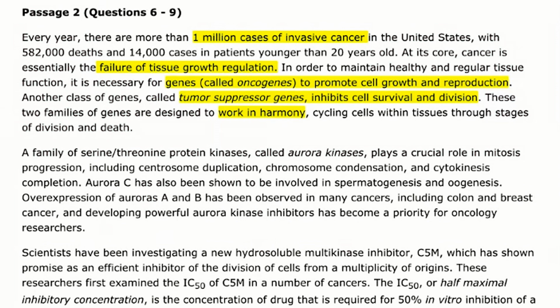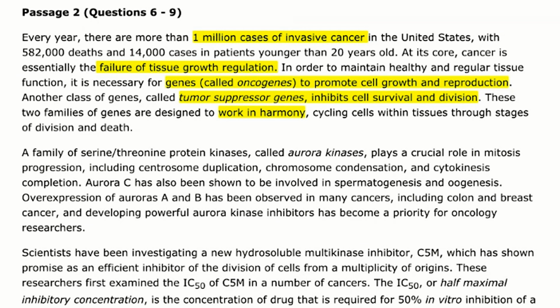So invasive cancer, failure of tissue growth regulation, necessary for genes called oncogenes to promote cell growth and reproduction. Tumor suppressor genes inhibit cell survival and division, work in harmony. So that's a really great summary of that first paragraph, just reading the highlights back. Okay. So then I'd move on to the next paragraph.